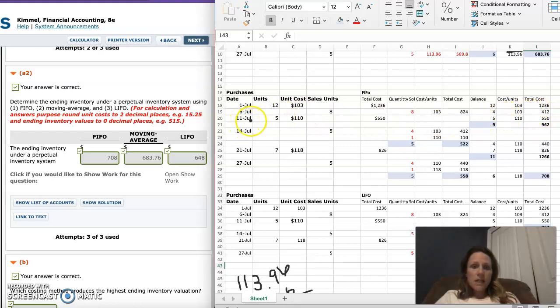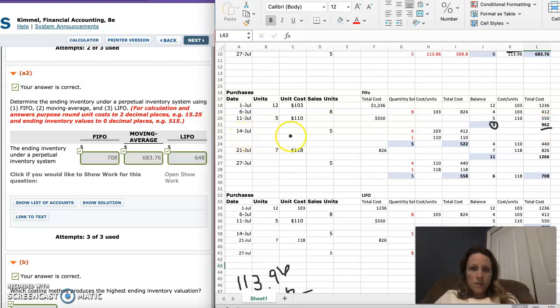Then on July 11th, we purchased 5 more at the price of 110, for a total of 550. We take and add those 5 units to the leftover 4, and we get the new unit count of 9. And then we add the total cost of those 4 units, 412, to 550, and we get the new total cost of the ending price of 962.